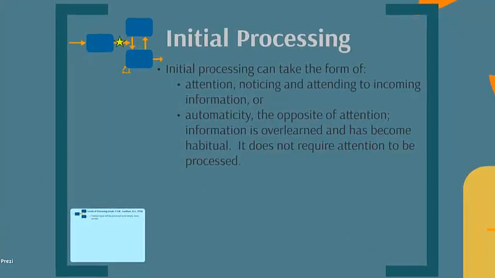Initial processing. Initial processing can take the form of attention, noticing and attending to incoming information, or automaticity, the opposite of attention, where information is overlearned and has become habitual. It does not require attention to be processed.